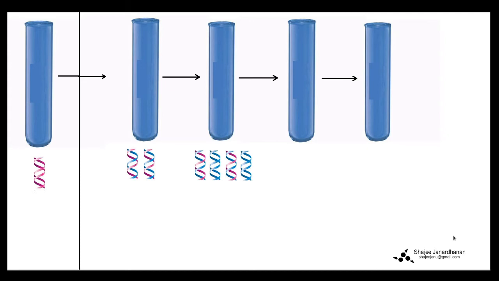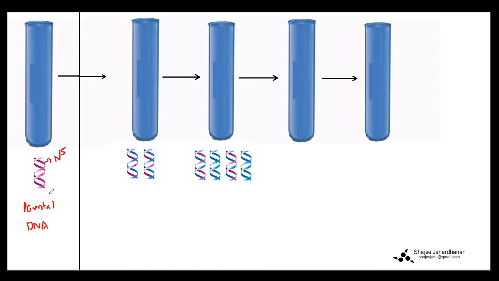Now let's move into the analysis of experimental data. First, we will see what the expected results for isopycnic separation will be for the three models that were stated earlier. The extreme left centrifuge tube contains the parental DNA. Consider this pink color as DNA that contains N15.